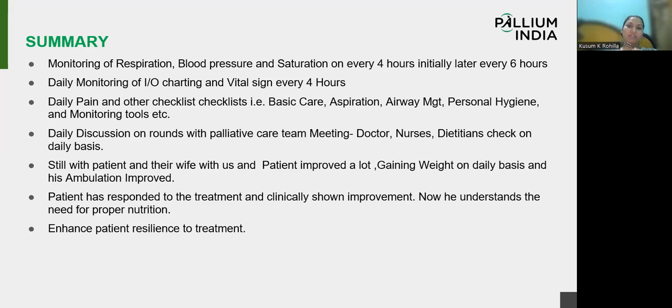Then with the patient and his wife with us, the patient improved a lot. This patient was admitted for around 1 month to our facility, then started gaining weight and improved. Then this patient was referred to a hospice unit nearby our hospital. The patient has responded to the treatment and clinically shows improvement. Now he understands the need for proper nutrition and has enhanced resilience to the treatment.